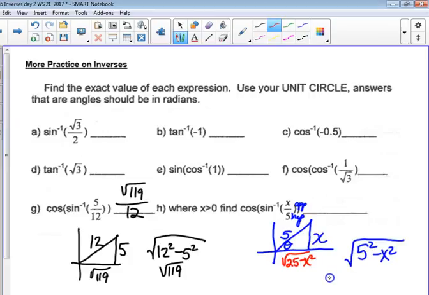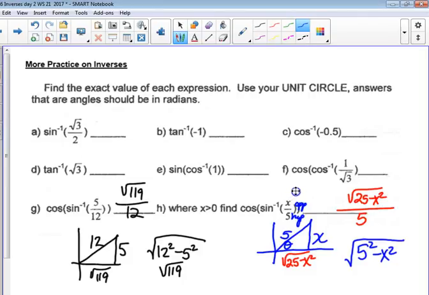We want the cosine. What are we going to write? Square root of 25 minus x squared over 5. Each of the next 2 quizzes have one of those kinds of problems where you have to write the expression, okay? I didn't put 10 of them on. There's one on each quiz.